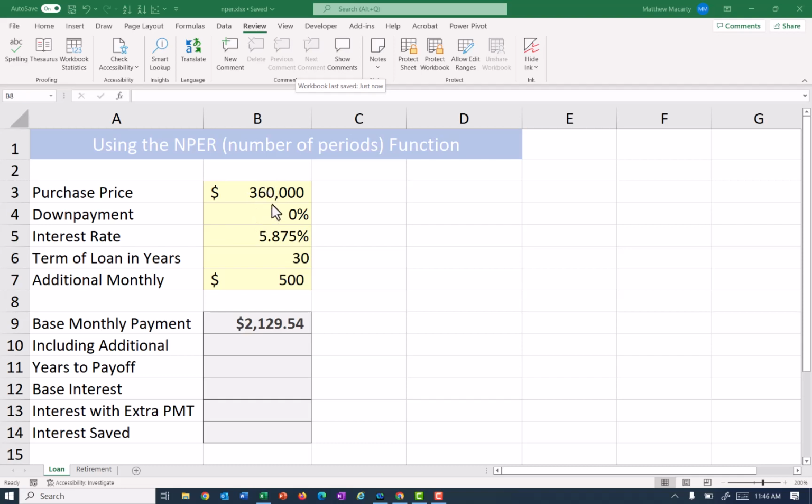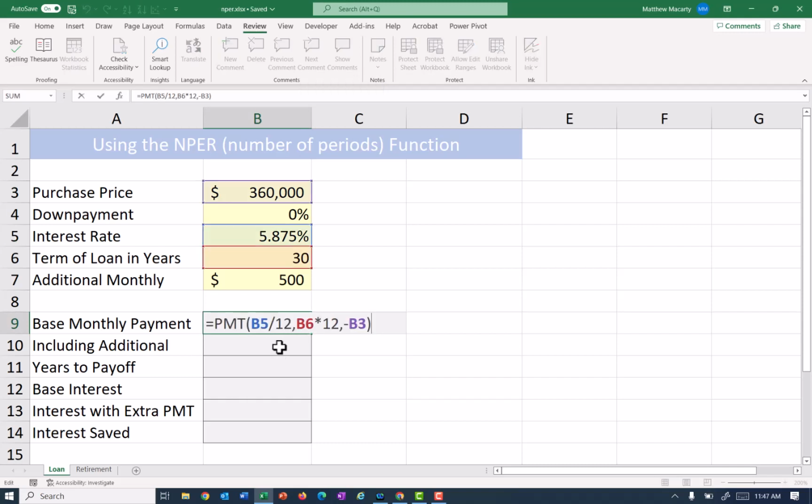We've borrowed $360,000. We're going to pay about 6% in interest for 30 years. And then maybe we're interested to see, well, what happens if we add $500 to that payment? How much quicker can we retire the debt? And then I've broken everything out into a sort of mechanical treatment of this. You could do it in fewer cells, but I'm going to break it out into little pieces here.